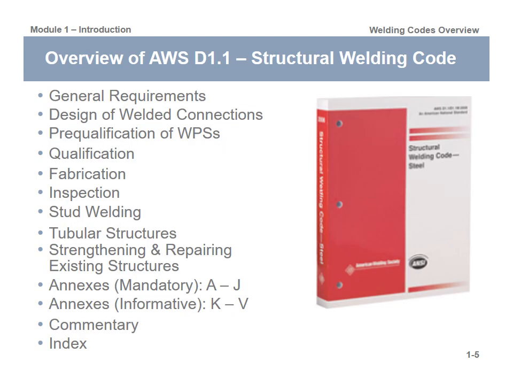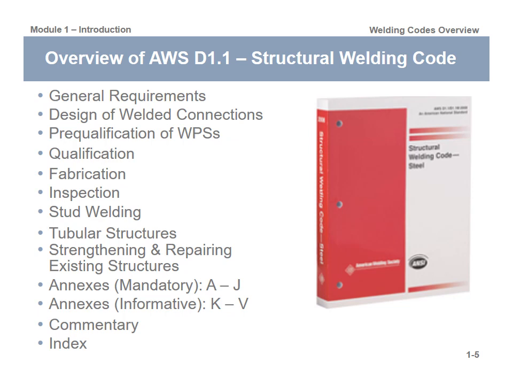The overview of D1.1, the structural welding code, it's broken down into 9 clauses. I think they used to be sections and chapters, but now they're just called clauses. Basically a chapter. And I think to avoid confusion with ASME Section 9, Section 8, they just said these are clauses to avoid any confusion. So you can see the first one in D1.1 is general requirements. The second clause is design of welded connections.